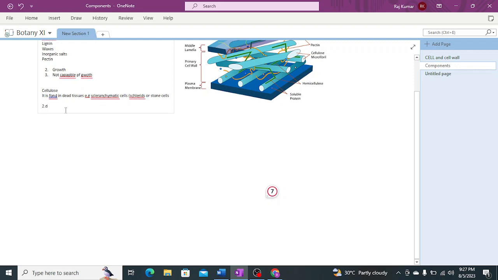After which we have a few MCQ points, such as those on the secondary cell wall. I am unable to type it as secondary, so I'm writing it as second cell wall. I mean, you can understand it. The secondary cell wall is also known as the lignified wall.